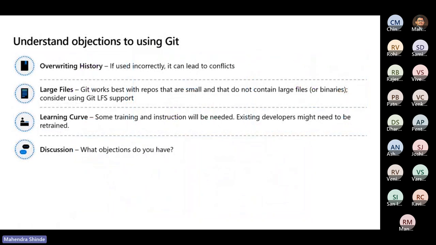These are some of the objections or limitations of using Git. Let's see them all. Overwriting history. It is very much possible that you might overwrite or modify the history in Git. Now, please remember, by definition, version control system history should be immutable. You should not be able to change the history. But Git actually allows you to modify the history, and there are multiple ways you can do it. You can do that with the help of the rebase command, for example, right? Or you can do that by merging the request.